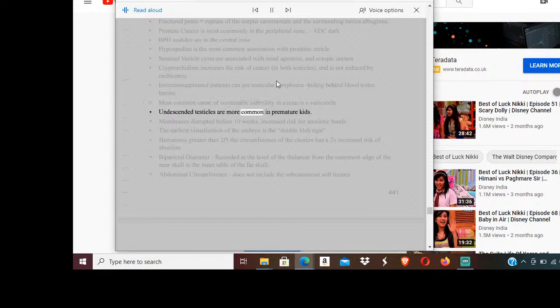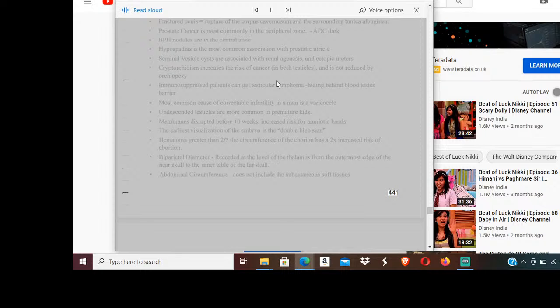Undescended testicles are more common in premature kids. Membranes disrupted before 10 weeks increase the risk for amniotic bands. The earliest visualization of the embryo is the double bleb sign. Hematoma greater than 2/3 the circumference of the chorion has a 2x increased risk of abortion. Biparietal diameter is recorded at the level of the thalamus, from the outermost edge of the near skull to the inner table of the far skull. Abdominal circumference does not include the subcutaneous soft tissues.